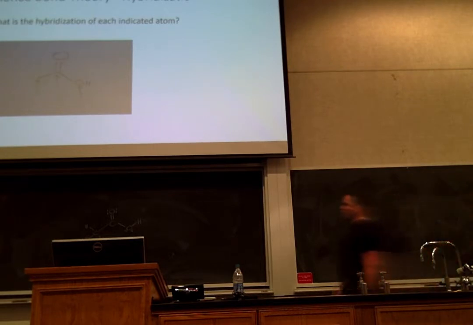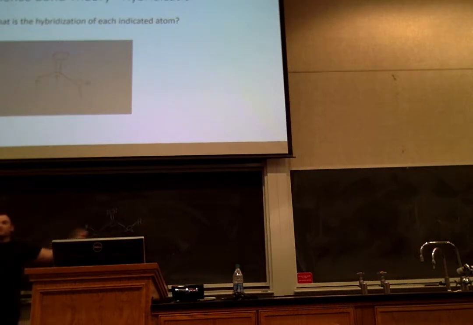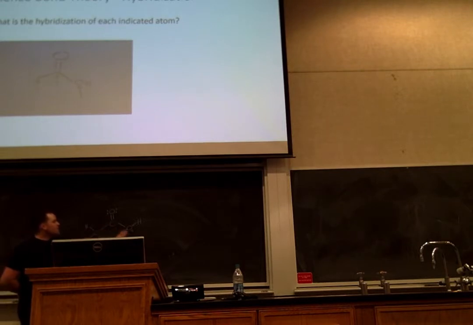A couple of confusing things about this, right? Understanding the implicit hydrogens. So what's the steric number of this guy right here? 4. So it will be what? sp3, and what will the geometry around that carbon be? Tetrahedral. So what's the steric number of this one? 3. So it'll be what? sp2.